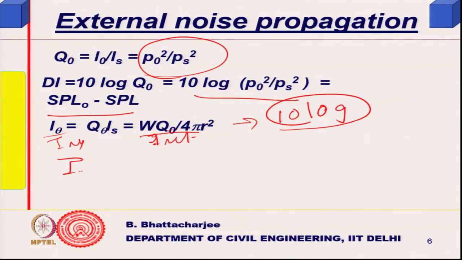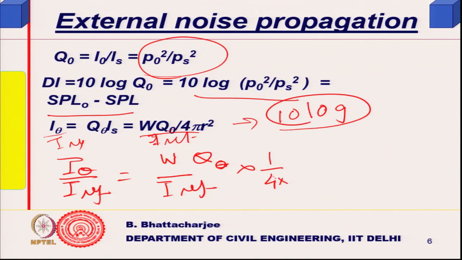So, I theta divided by I ref will be equal to W Q theta, Q 0, Q theta divided by I ref, let me call it here, into 1 by 4 pi r square. Am I right? I reference, if I divide both sides by I reference, I get something like this. This is Q theta, because this should be Q theta. So, the general equation is Q theta into the 4 pi r square, right.